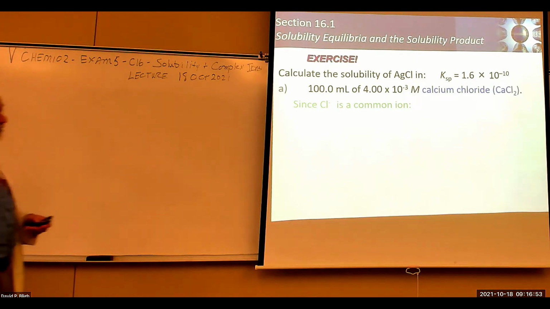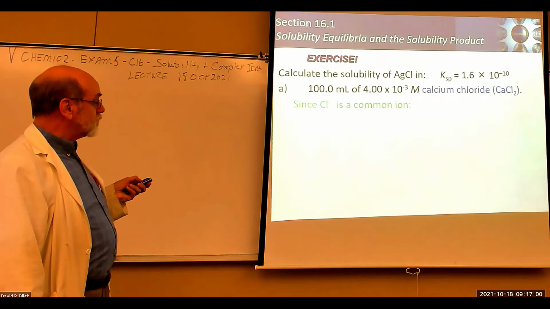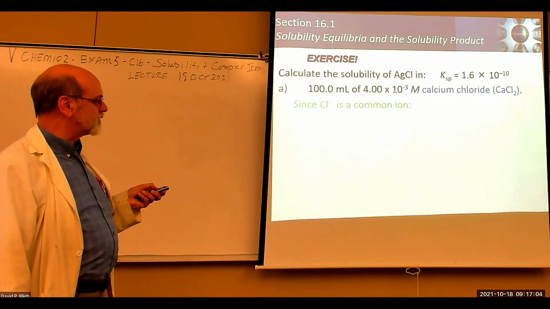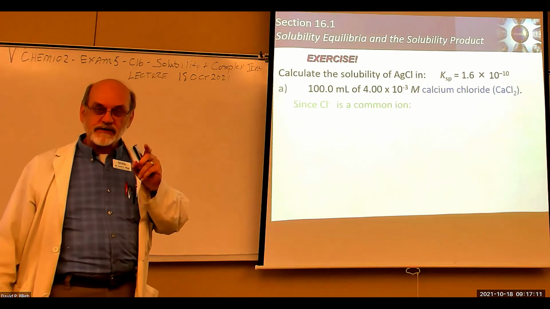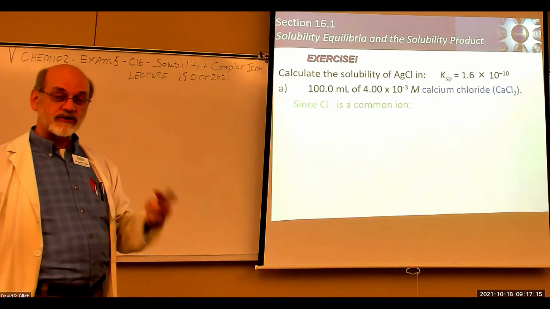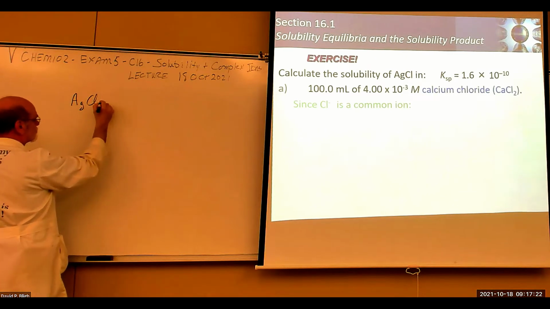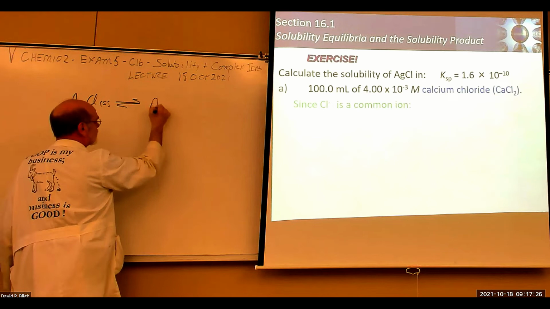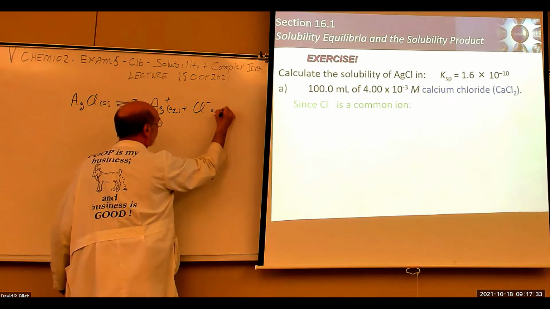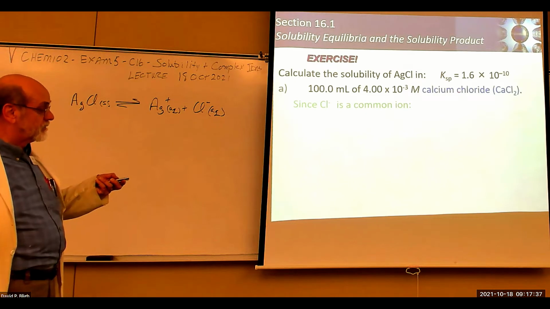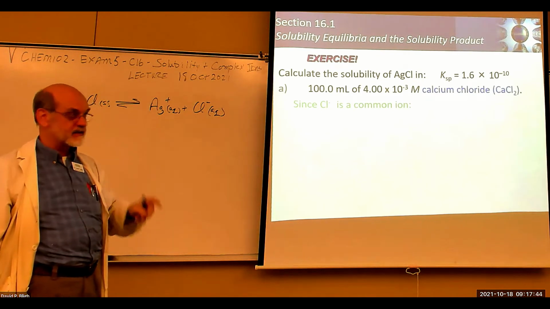In this case, we're going to look at the solubility of silver chloride. There's its KSP again. Only this time, we're going to use 100 milliliters of 4 times 10 to the minus third molar calcium chloride in solution. Chloride is a common ion, so this is going to have an impact on the solubility of silver chloride. But which direction is it going to go? If it produces silver ions and chloride ions, and we add chloride ions here, it's going to increase this and drive the reaction backwards, which decreases its solubility.